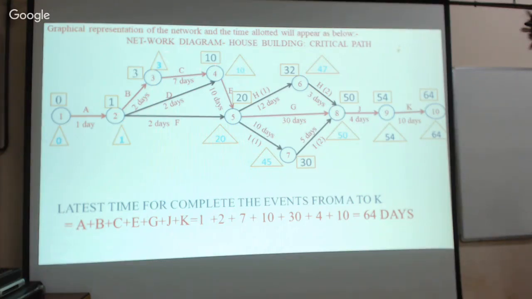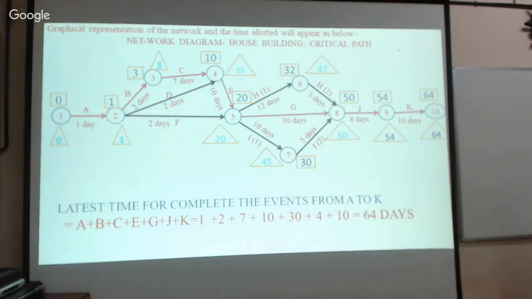What is the critical path? Now see, there are a number of paths here. 1 to 2, that is the sequence. In the sequence, 1 to 2, 2 to 3, 3 to 4, 4 to 5, then 5 to 6, 6 to 8, and then 8 to 9, 9 to 10. And similarly, we have the path 1 to 2, 2 to 5, then 5 to 8, 8 to 9, 9 to 10.